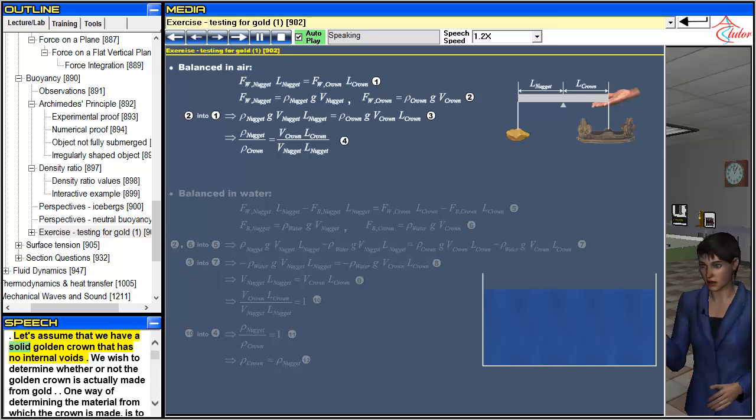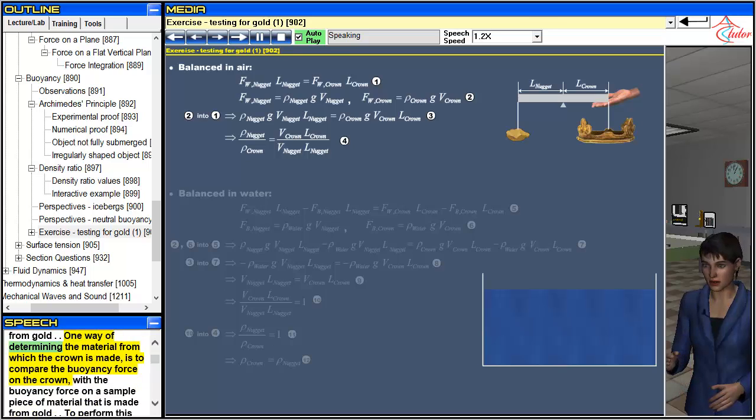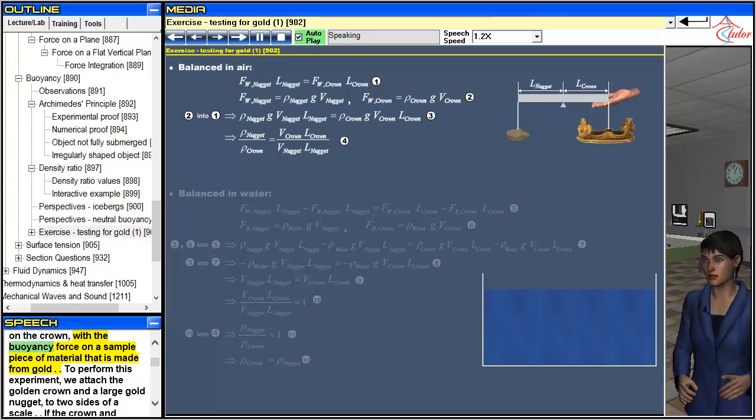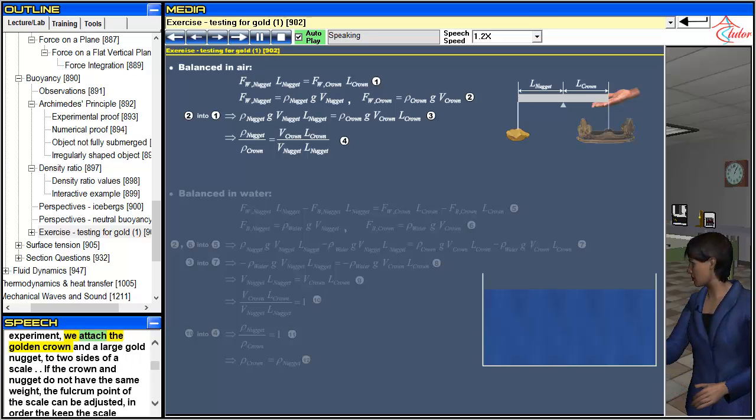Let's assume that we have a solid golden crown that has no internal voids. We wish to determine whether or not the golden crown is actually made from gold. One way of determining the material from which the crown is made is to compare the buoyancy force on the crown with the buoyancy force on a sample piece of material that is made from gold. To perform this experiment, we attach the golden crown and a large gold nugget to two sides of a scale.